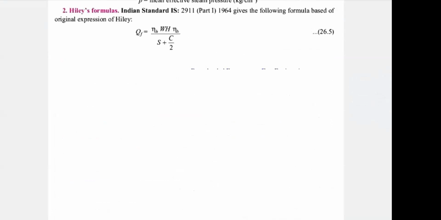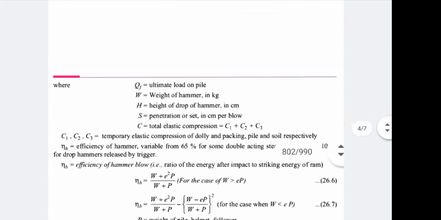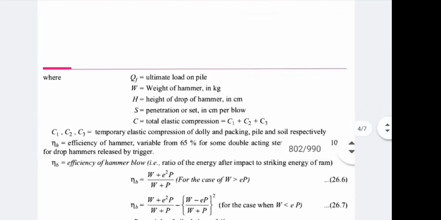So what is the Hiley formula? It is as per IS 2911 part 1, 1964. The formula is generally the original expression of Hiley. Hiley is the name of the scientist who gave this formula. QF is equal to efficiency N into W into H into efficiency of blow, divided by S plus C. This formula is given by Hiley for the dynamic formula to determine the pile load capacity. QF is nothing but the ultimate load on a pile.